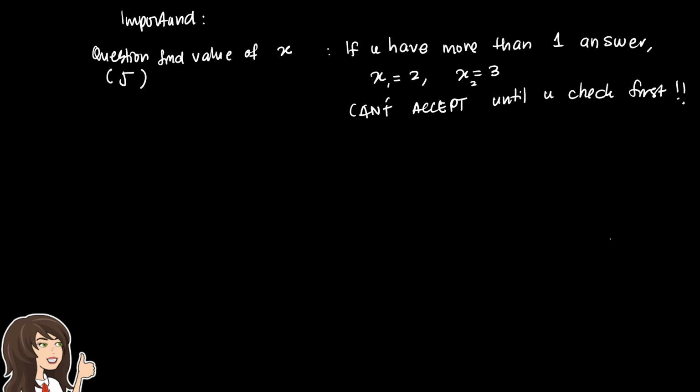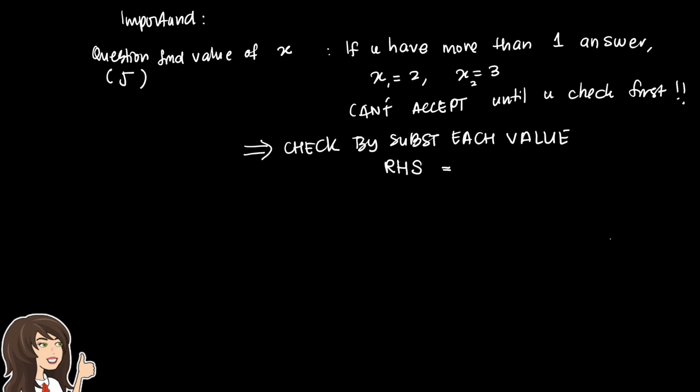It means that you need to check the value, by substituting each value, to check whether the value from the right hand side and left hand side is the same. It must be equal. You want to check by substituting where? On the original question. Alright, I give you an example.